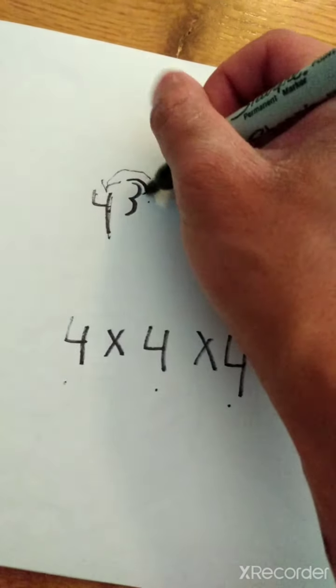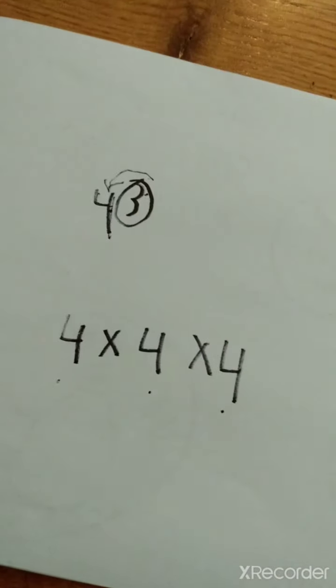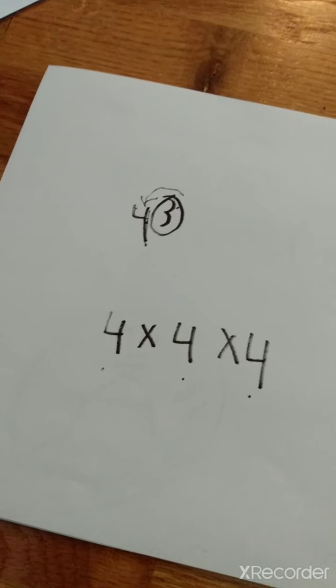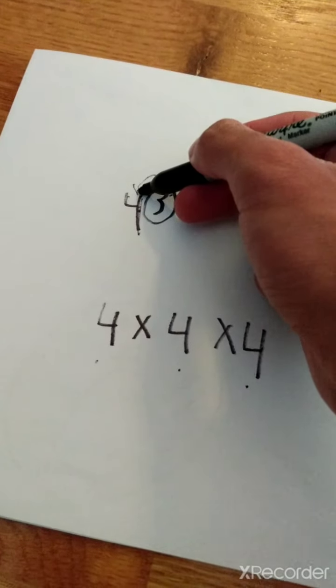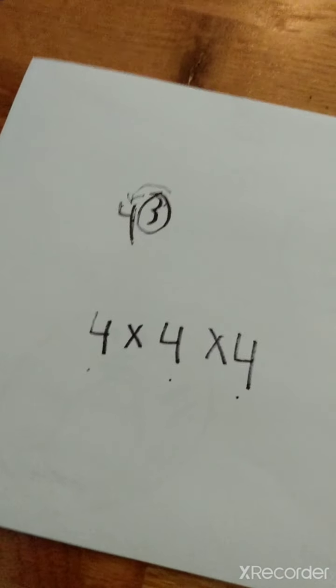So the exponent is pretty much the superhero, and it gives the number 4 the ability to become more powerful.